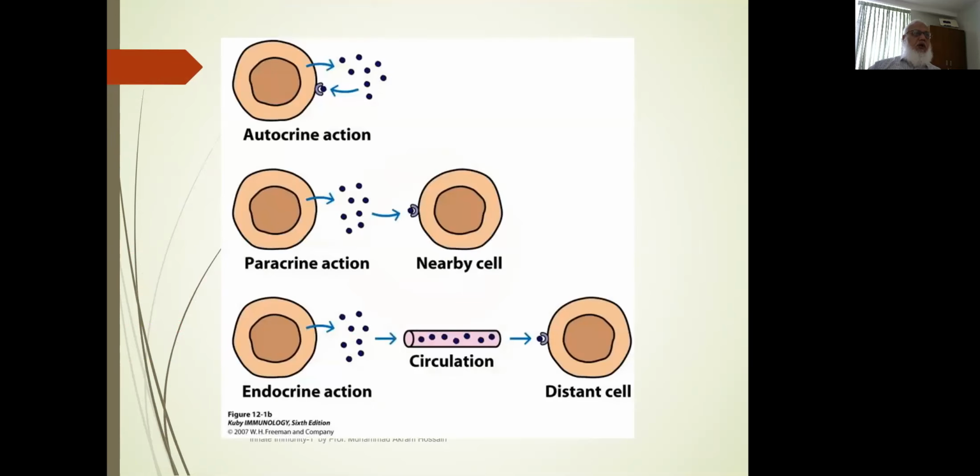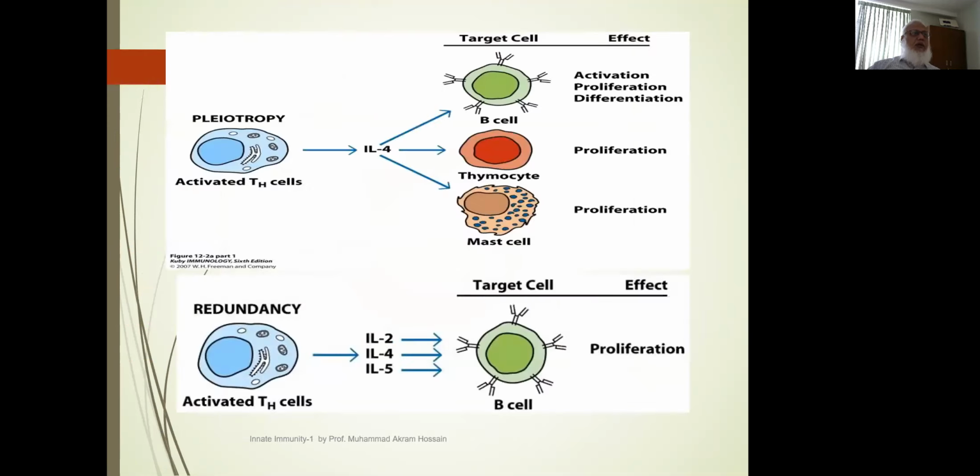Autocrine means the interleukin or cytokine acts on the cell that secreted it, on itself. Paracrine means it acts on a nearby cell. Endocrine means it goes to the circulation and acts on a distal cell.